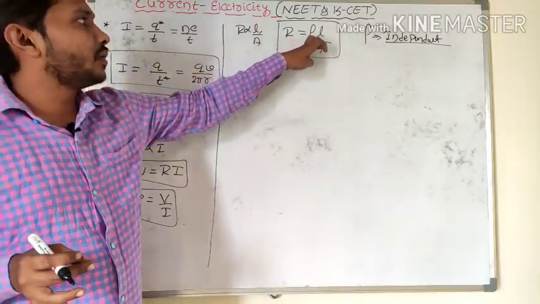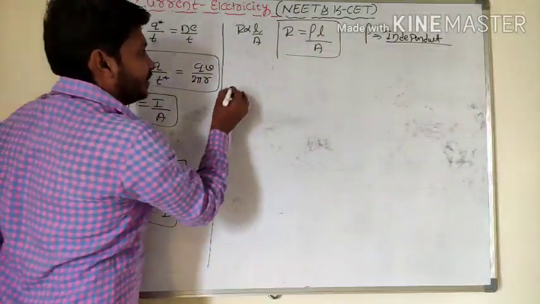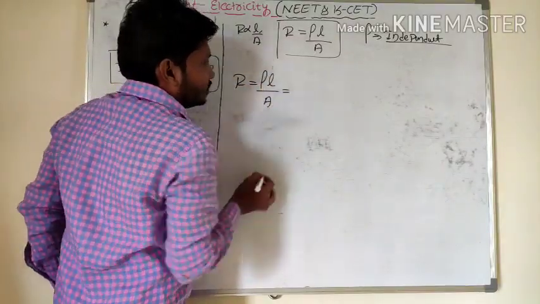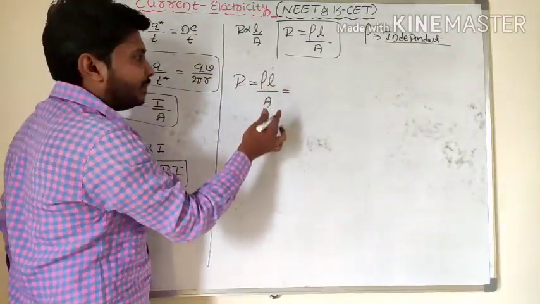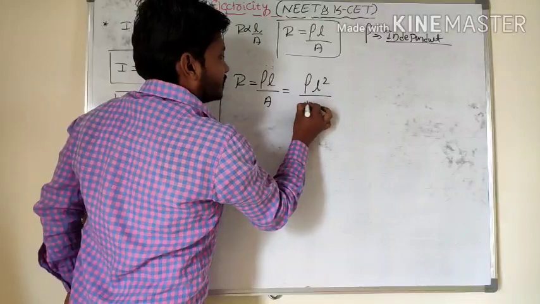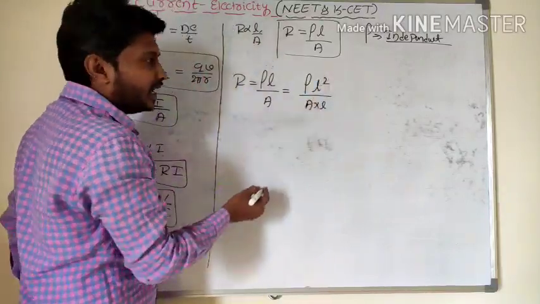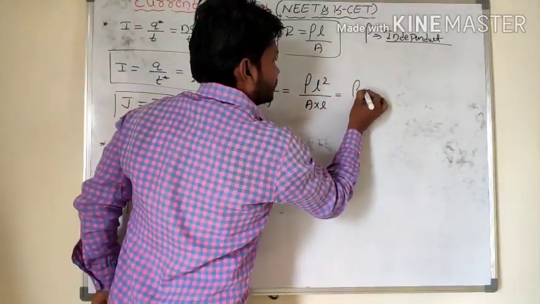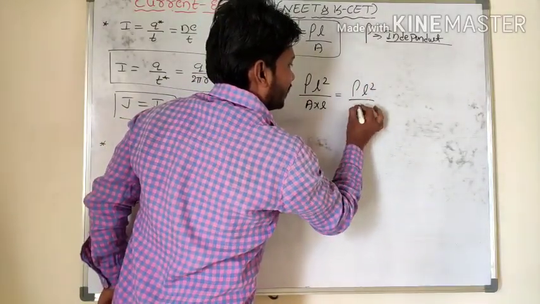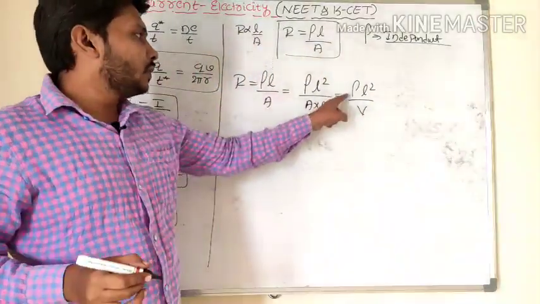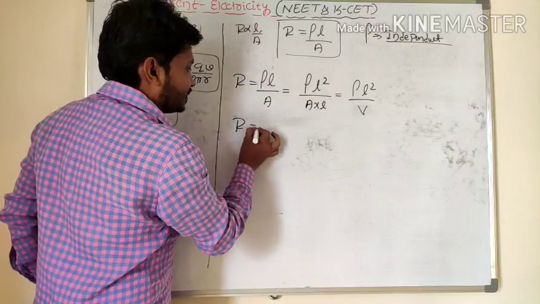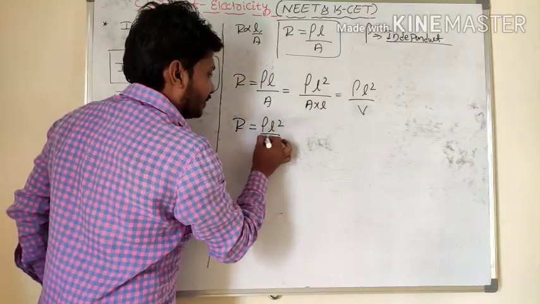So R is equal to rho L by A. Now I will write a different form of this resistance. R is equal to rho L by A. For this equation, multiply and divide by L. If I do so, R is equal to rho into L square, divided by area into length. Area into length is nothing but volume. So resistance in terms of volume, for constant volume, I will write as rho into L square divided by V. So that is another formula for resistance: rho into L square by V.